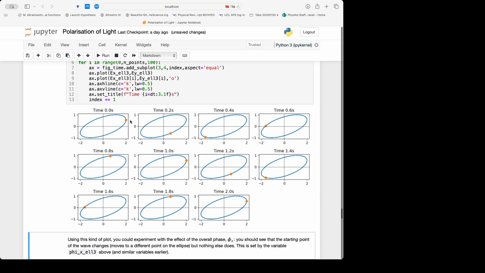For every case we have the ellipse which is traced out, and then we shift around the ellipse over time. So you can follow that through and watch the way that the tip of the field vector is effectively orbiting in the way that I'm showing with my cursor. This is quite a useful kind of plot that you can use. You could play with the overall phase phi x here. The only thing that would happen would be the starting point would change if you did that.